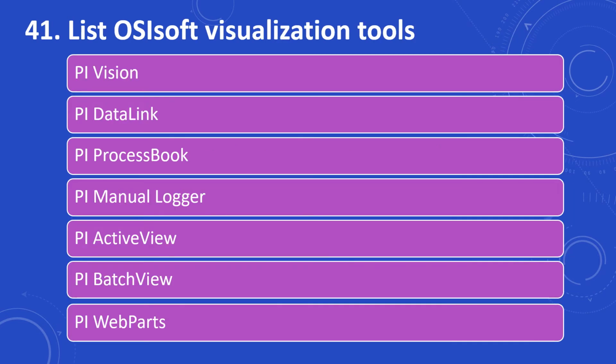List OSIsoft visualization tools. So we have various visualization tools provided by OSIsoft to look into the archive data. We have PI Vision, PI DataLink, PI ProcessBook, PI Manual Logger, PI ActiveView, PI BatchView, and PI WebParts.